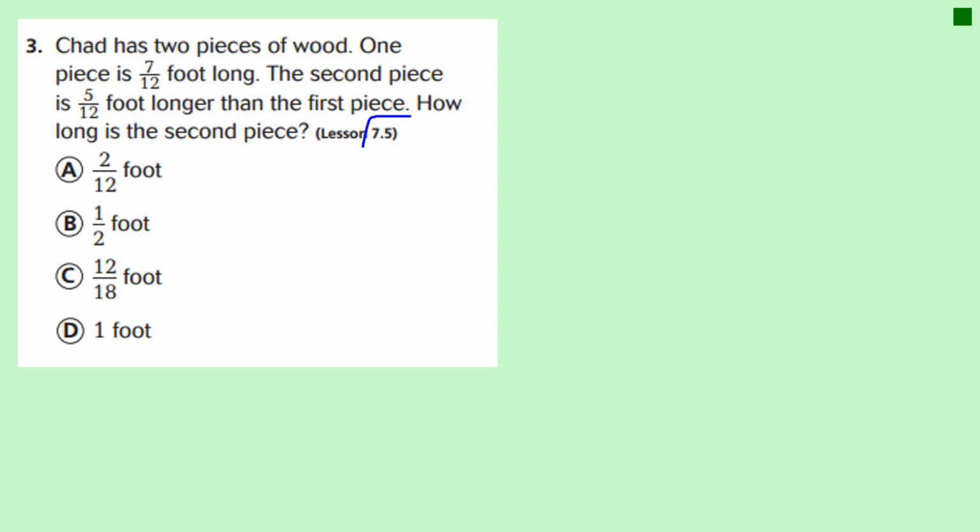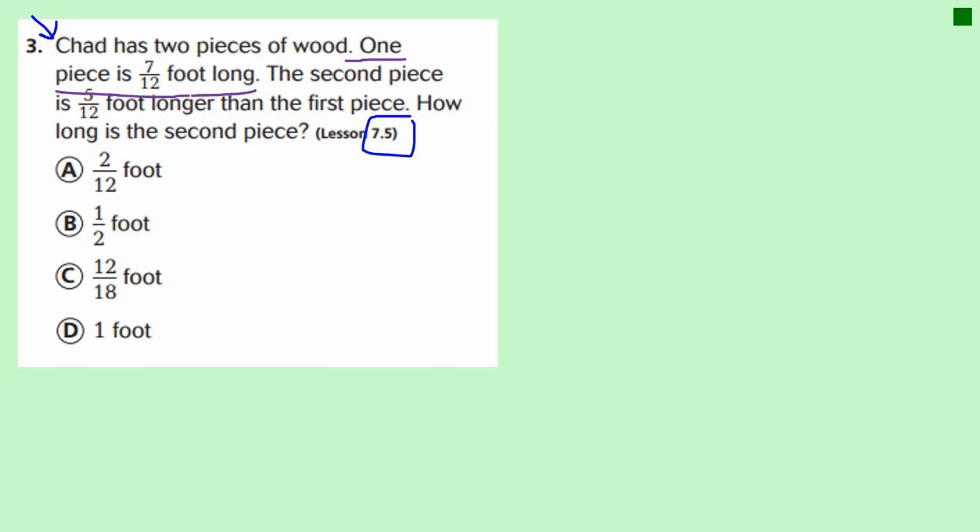Now we're down here at the lesson check. Oh, we're going back to chapter 7. Our good friend fractions. You guys are so good at fractions, though. This is going to be no problem. All right, let's read number 3 together. Start up here with me. Chad has 2 pieces of wood. One piece is 7/12 foot long. The second piece is 5/12 foot longer than the first piece. How long is the second piece? Okay, you know I love to draw diagrams, boys and girls, right? So let's just think about this for a second here.